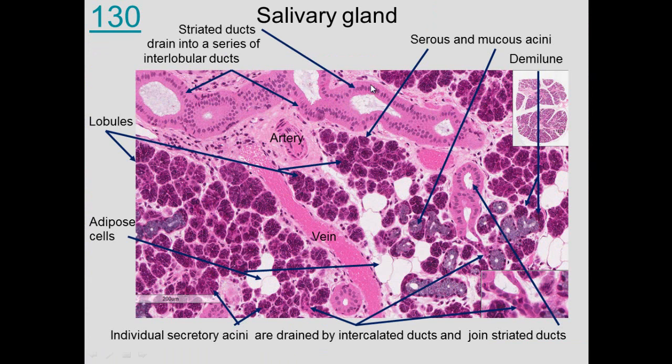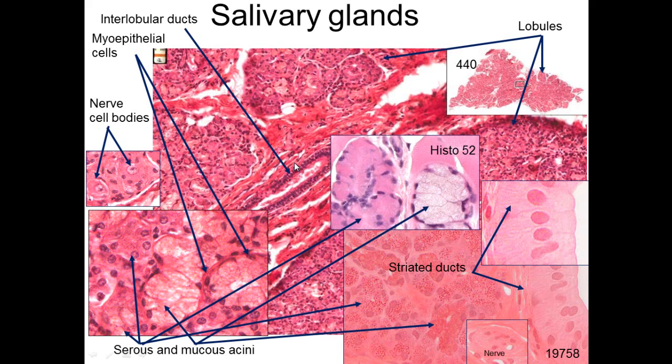We can see again, these are striated ducts in through there. You can see a little bit of striations associated with them. There's also an intercalated duct that we can see in through there. There's another intercalated duct, another striated duct. Also, we can see some fat cells distributed out through there. There's a vein, there's an artery. Another one, we can see the serous and the mucus secretions.